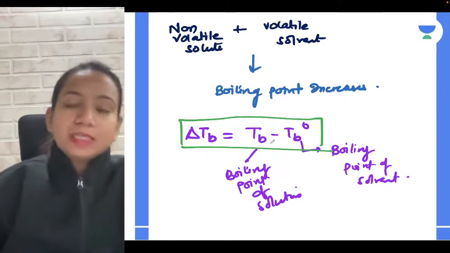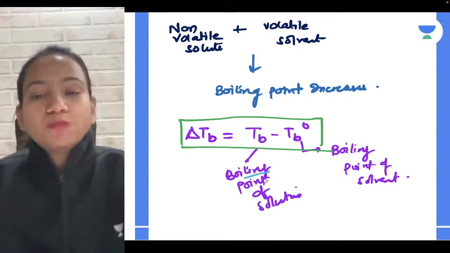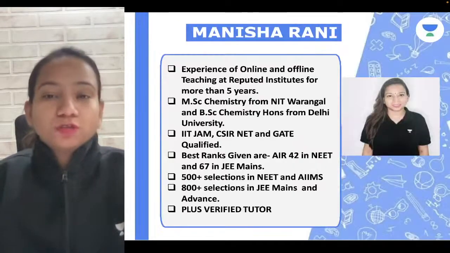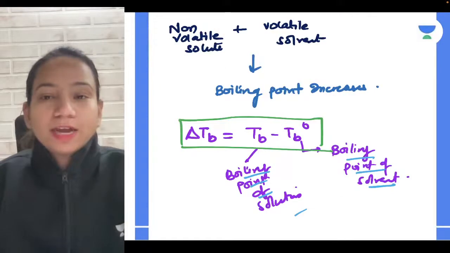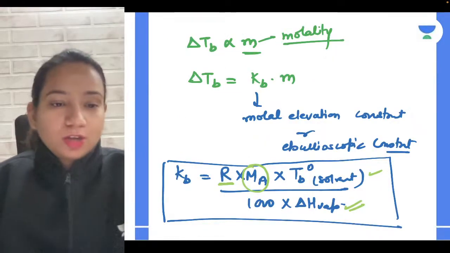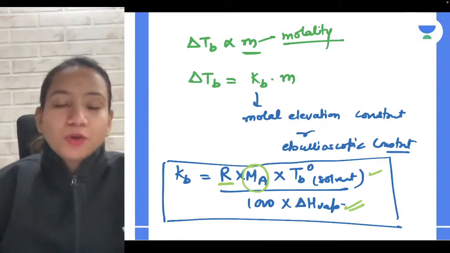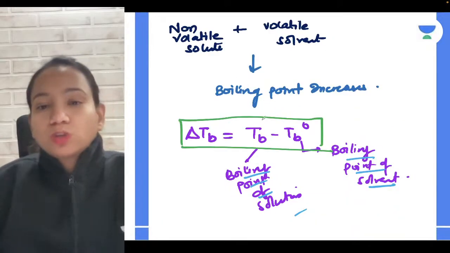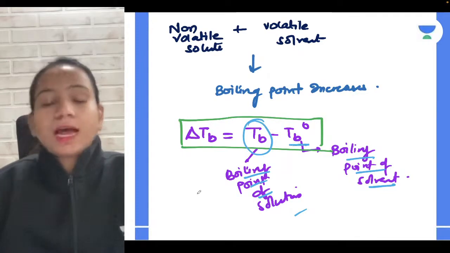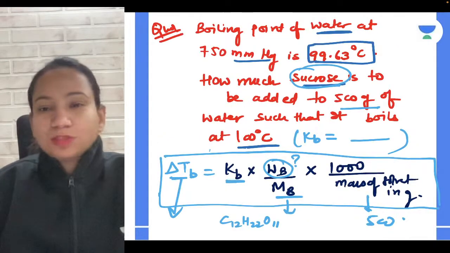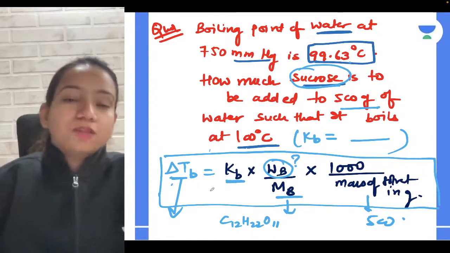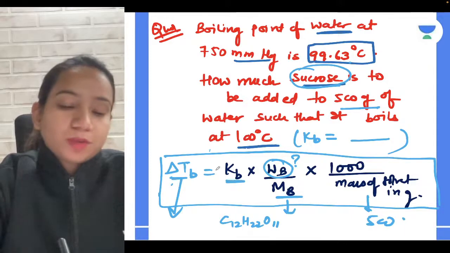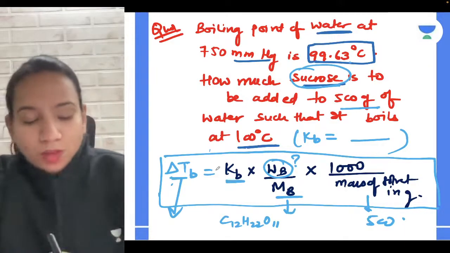Everyone, I hope you remember delta TB is equal to TB minus TB naught: the boiling point of solution minus the boiling point of solvent. You have the boiling point of solution, 100 degrees Celsius, given in the question, and for the solvent it is given as 99.63, if I'm not wrong. So I can find it out, and by that you can quickly solve it. It's very simple.